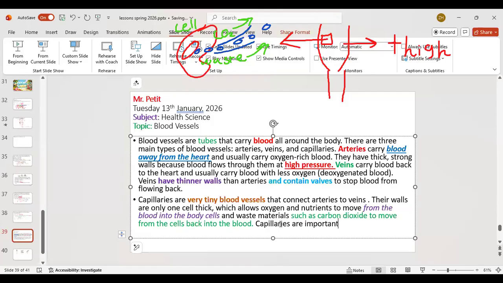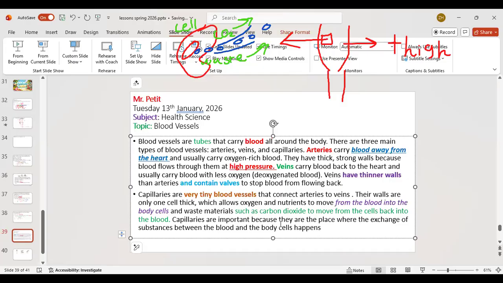Okay, so capillaries are important because they are the place where the exchange of substances between the blood and the body cells happens. All right, and that's our notes right there.